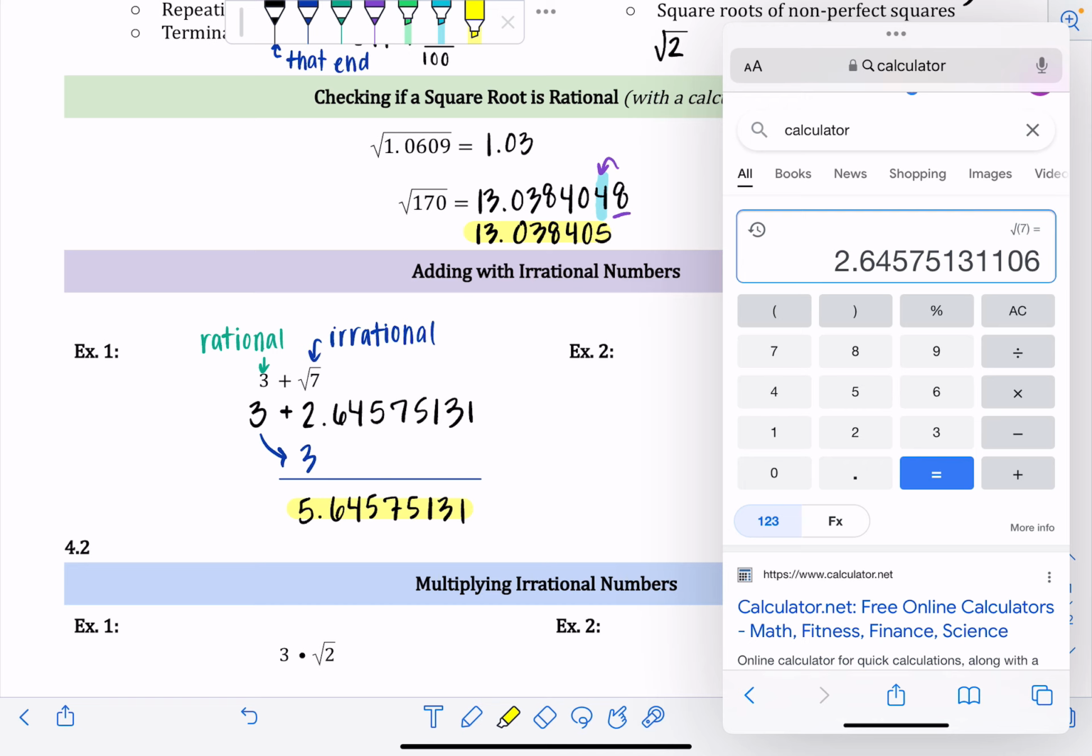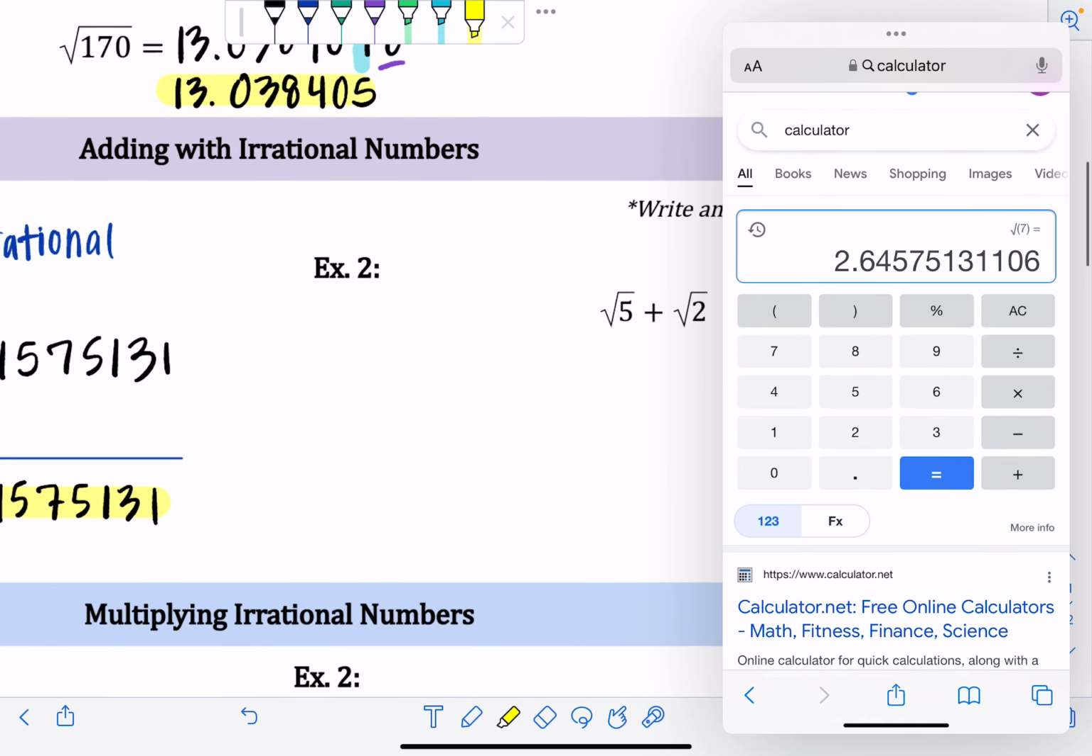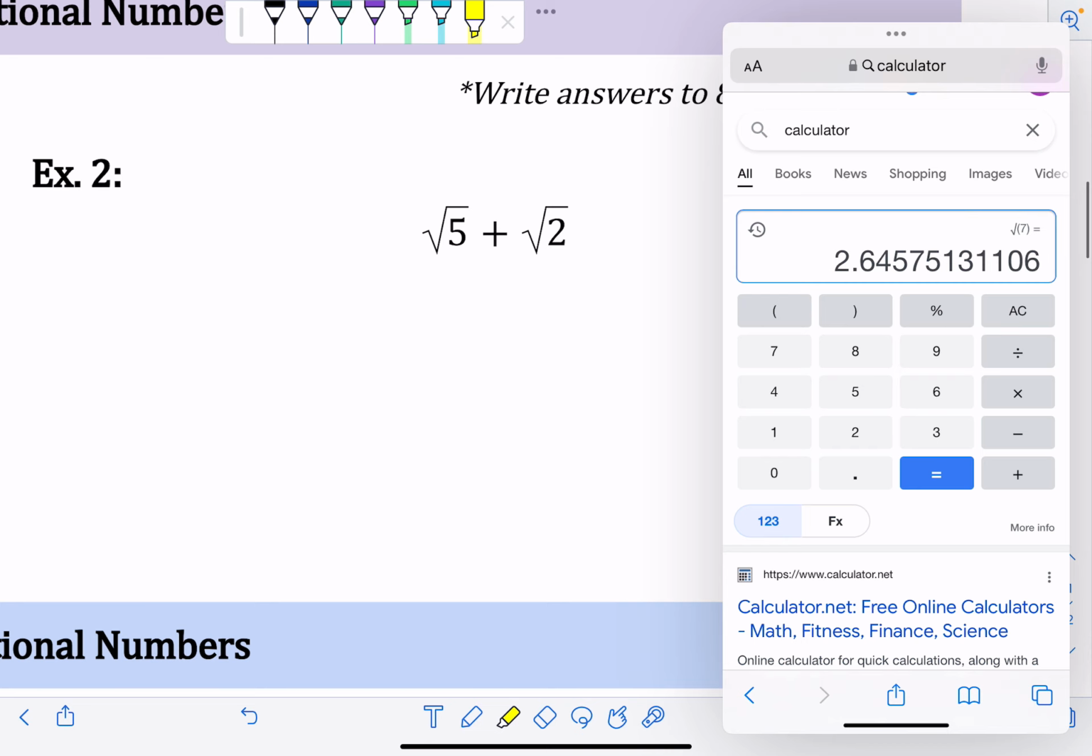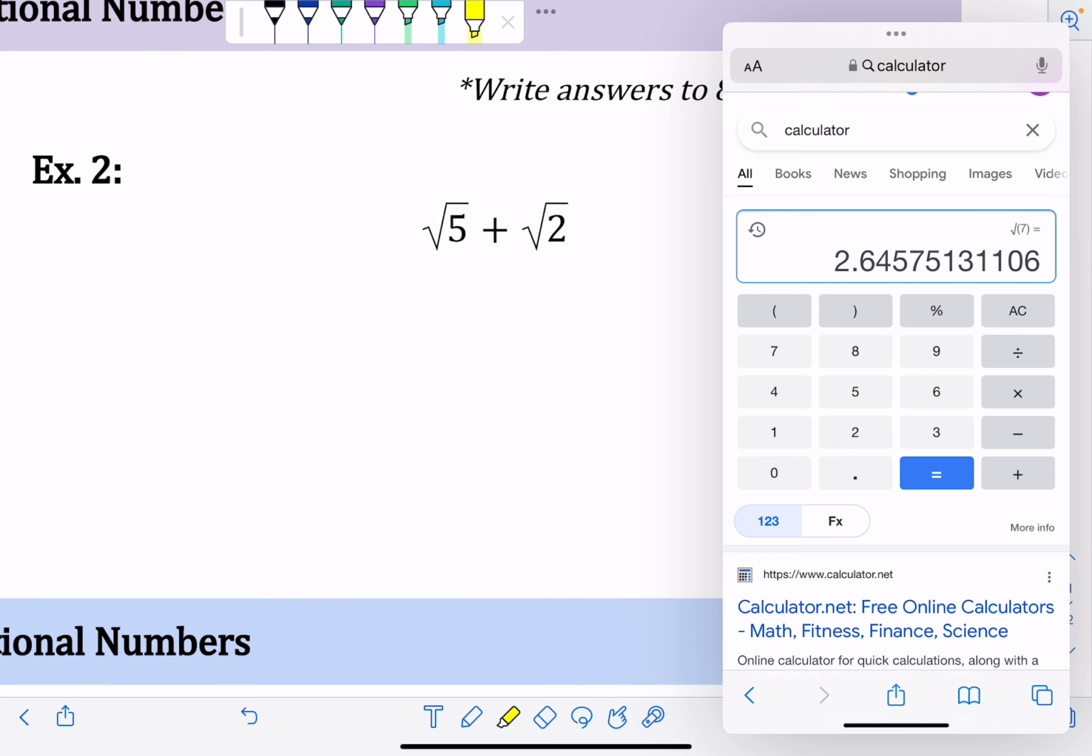Okay, so example 2. I was hoping I would be able to move that to the other side. I'm just going to go ahead and zoom in on example 2, just because I can't really move this calculator that well.